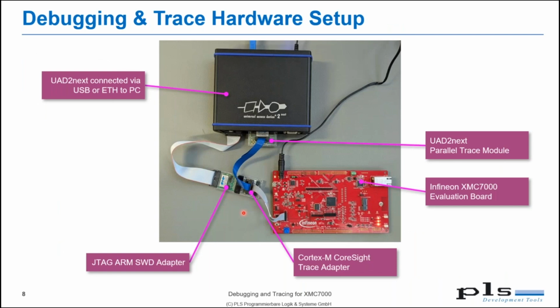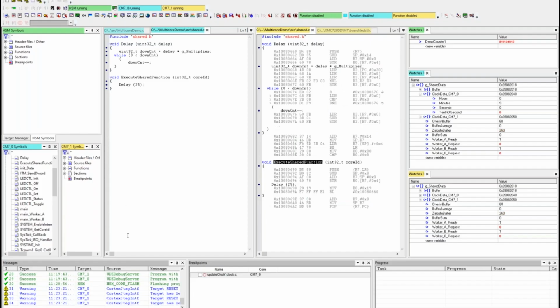This is the hardware setup that I actually use, or have also used in the demonstrations right before. We have the UAD2 Next in place with the trace module plugged in. Here you see the standard debug adapter that we have already used in the demo before, but this is connected to the trace adapter, which allows you to transfer the trace data using the trace interface off-chip. Okay, and then let's have a look at the trace.